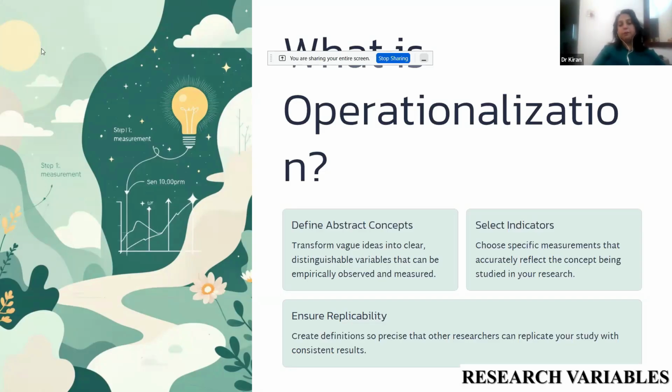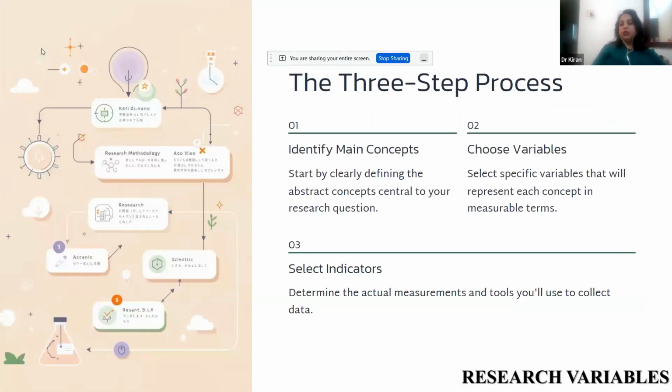So let us see certain examples. First of all, it is divided into a three-step process. The very first step is the main concept. You identify the main concept which is central to your research questions.